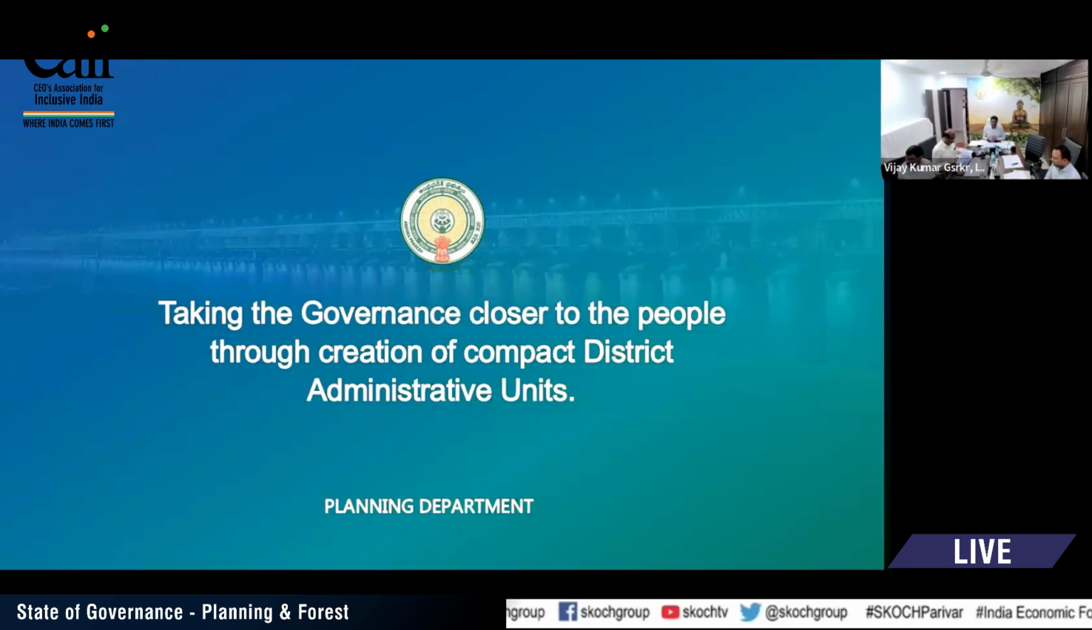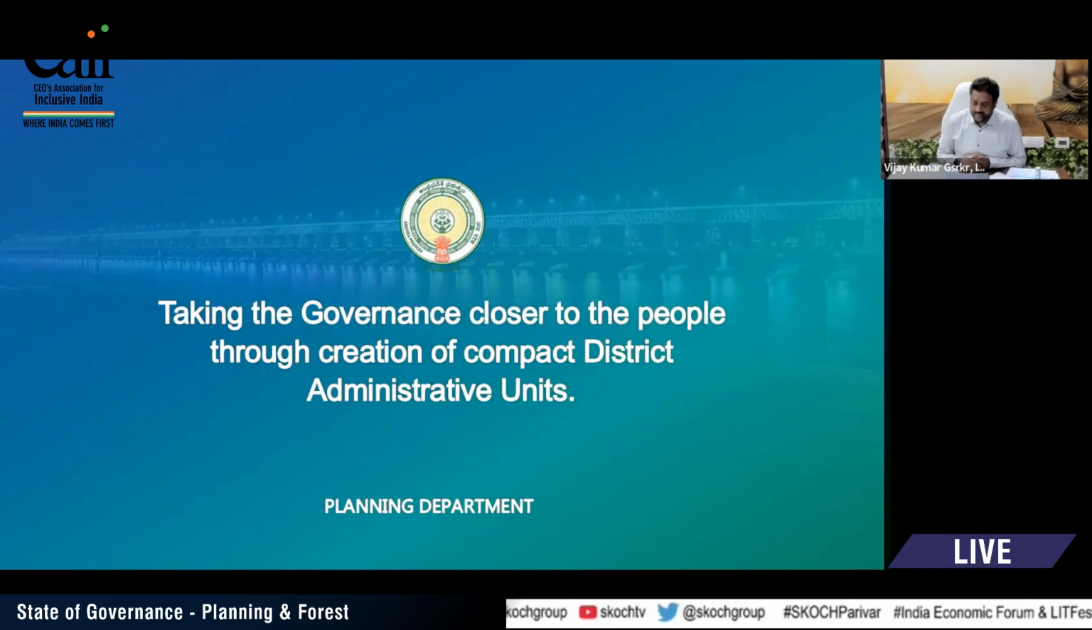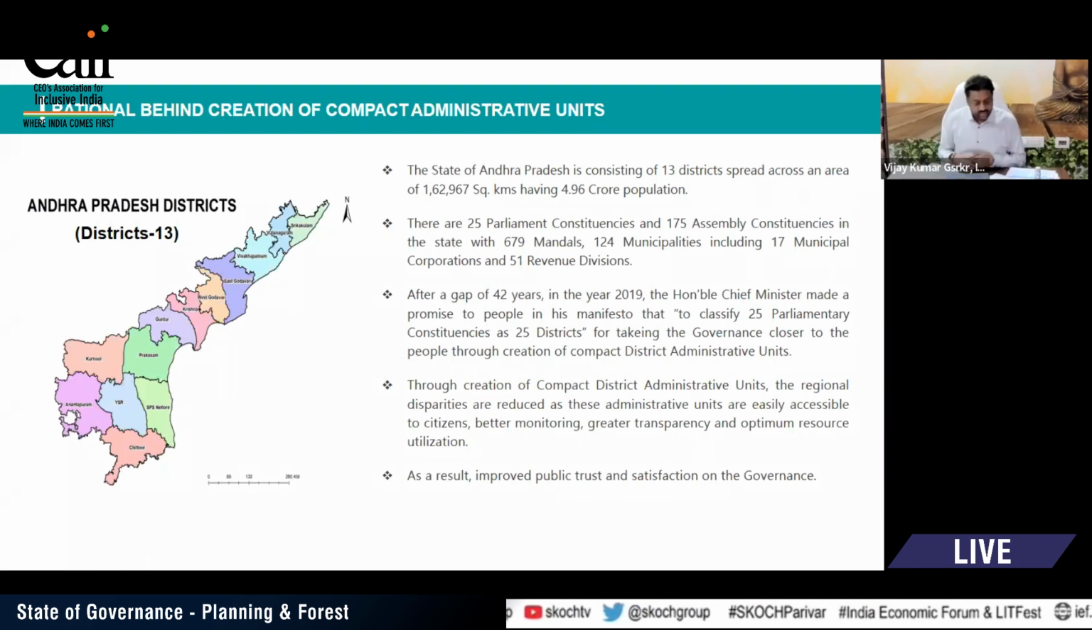Yeah, this is pertaining to the creation of new districts, carving out from the existing districts. In fact, this was taken up as a manifesto promise of the present Honorable Chief Minister. He made a promise that we have 25 parliamentary constituencies in Andhra Pradesh, so we will make each constituency a district. That was before he took charge as the Chief Minister.